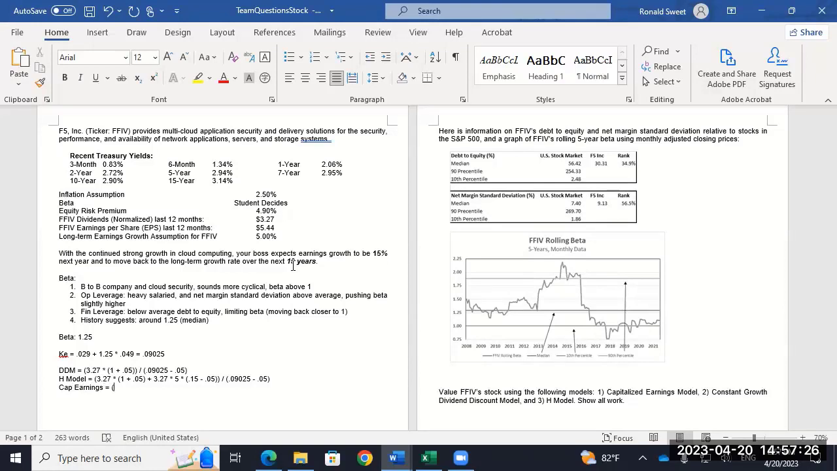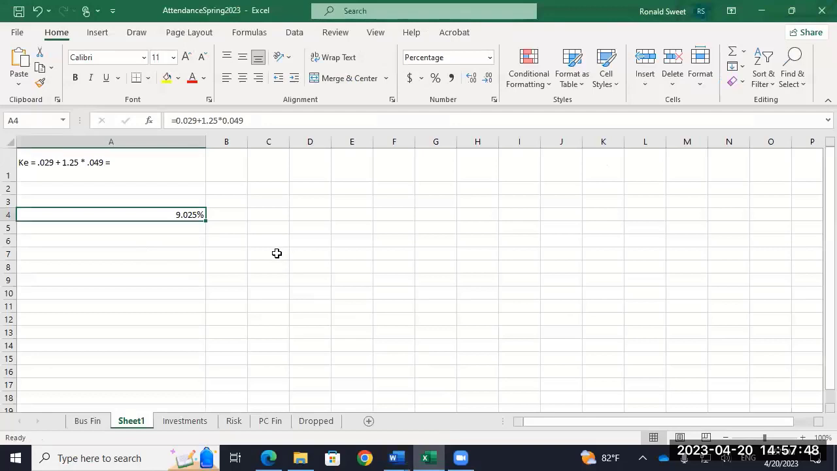And then my cap earnings. We have earnings per share of 5.44 times 1 plus inflation, 0.025, divided by 0.09025 minus 0.025. So I'm going to obviously get different answers than you because your betas were all different than mine.